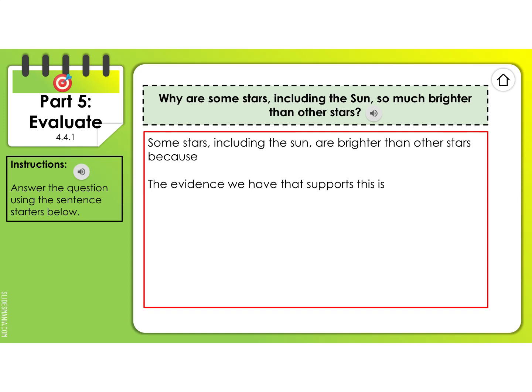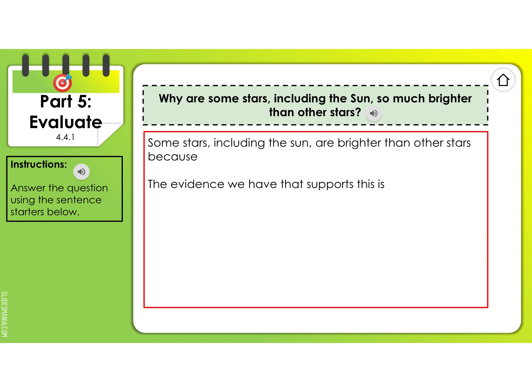This is Science Week 29, Day 3, and you have a question to answer to explain what you have learned this week and to show what you've learned. Very straightforward, really, today. Why are some stars, including the sun, so much brighter than other stars? And you have two parts that you need to answer.